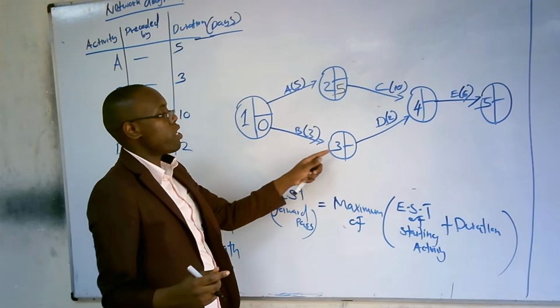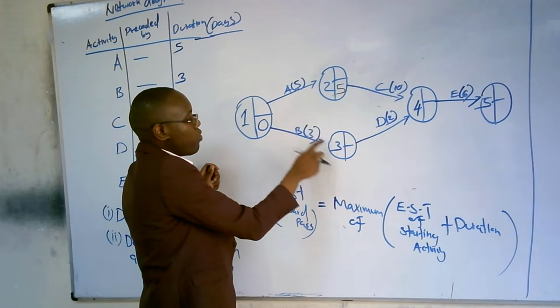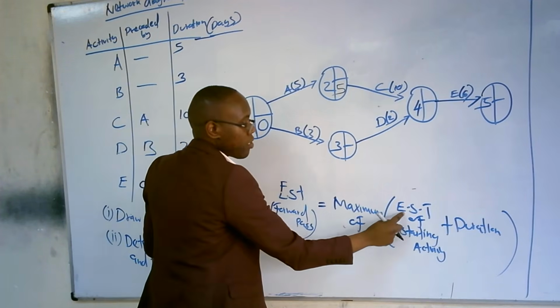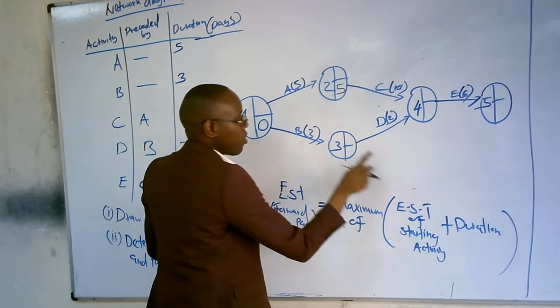So you move to node number 3. For us to move to node number 3, we only move from 1 to 3. So it's going to be the earliest start time of the starting activity, which is 0, plus the duration, which is 3.